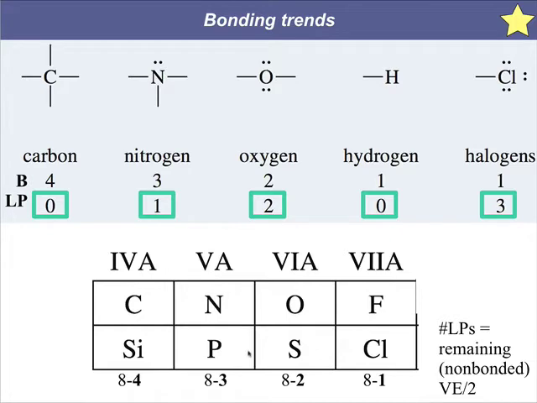So basically, the number of electrons that each atom needs in order to achieve an octet will be the number of bonds that it makes, okay? And the number of lone pairs is the number of remaining or non-bonded electrons divided by 2. So if we have 6 valence electrons remaining, after using 2 for a bond, we'll have 3 lone pairs.